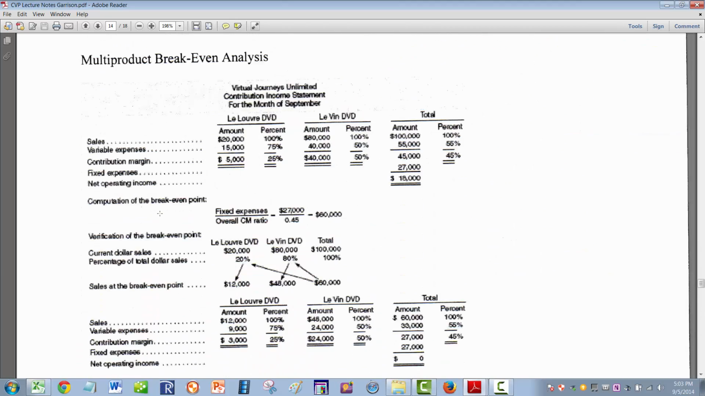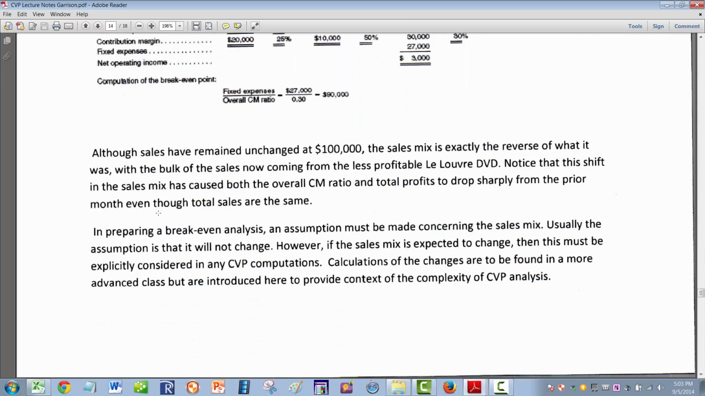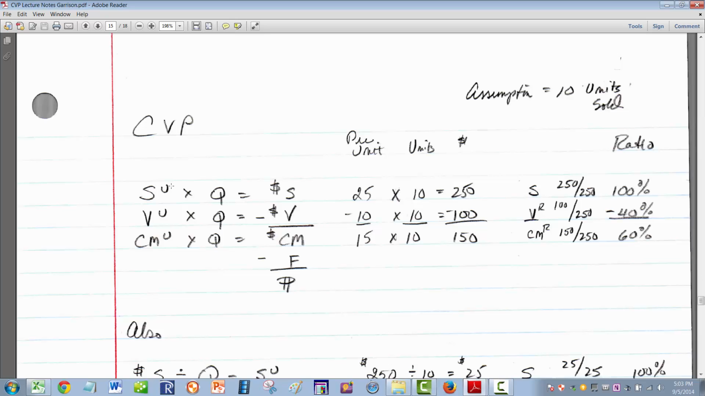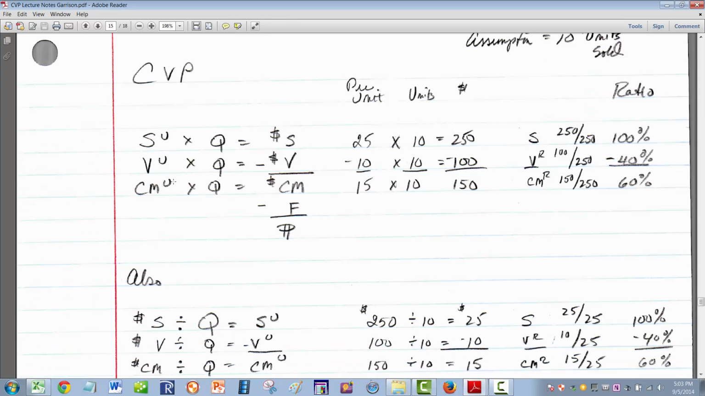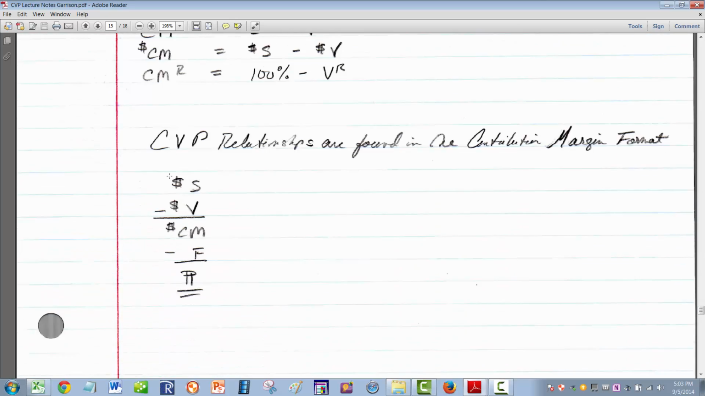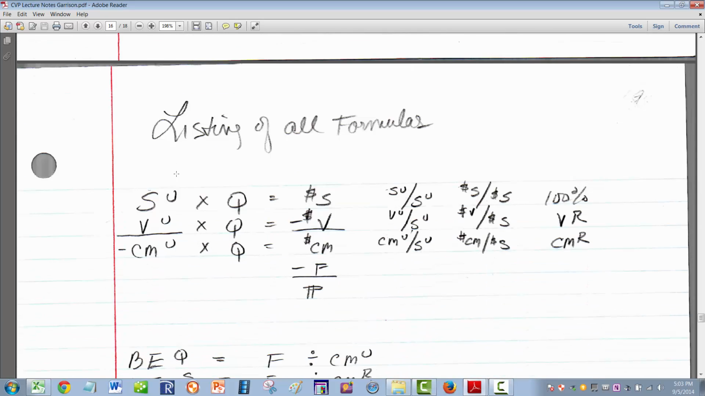And then there's some information on a multi-product break-even analysis. It's not going to be in your homework or on your test, but again, I just want you to be aware of these topics. And so here is just a reiteration of all of the formulas that we use. So we're concentrating on break-even sales, break-even quantities, target profit sales, target profit quantities, as well as safety margin of sales and safety margin ratios.